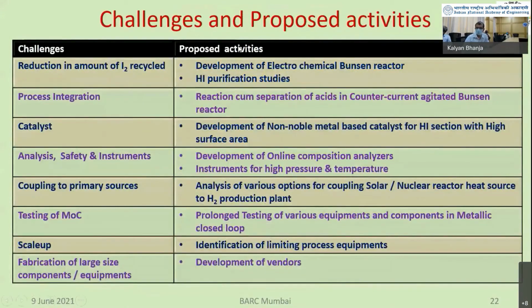So the things still to be done for further improvement are reduction in the amount of iodine recycle by developing an electrochemical Bunsen reactor, where the iodine requirement comes down drastically. Otherwise, in the regular chemical process, it is iodine which separates hydroiodic acid and sulfuric acid. Then for further process integration, reaction cum separation in a countercurrent agitated Bunsen reactor, which we will be doing in the metallic closed loop as we have seen just before. Then for the catalyst for HI decomposition, we want to replace platinum. That job is also going on in BRC. Then development of online composition analyzers, then coupling to primary energy sources like either solar or nuclear, and those studies have been taken up. Prolonged testing of materials, anyway, has to be done in the metallic closed loop.